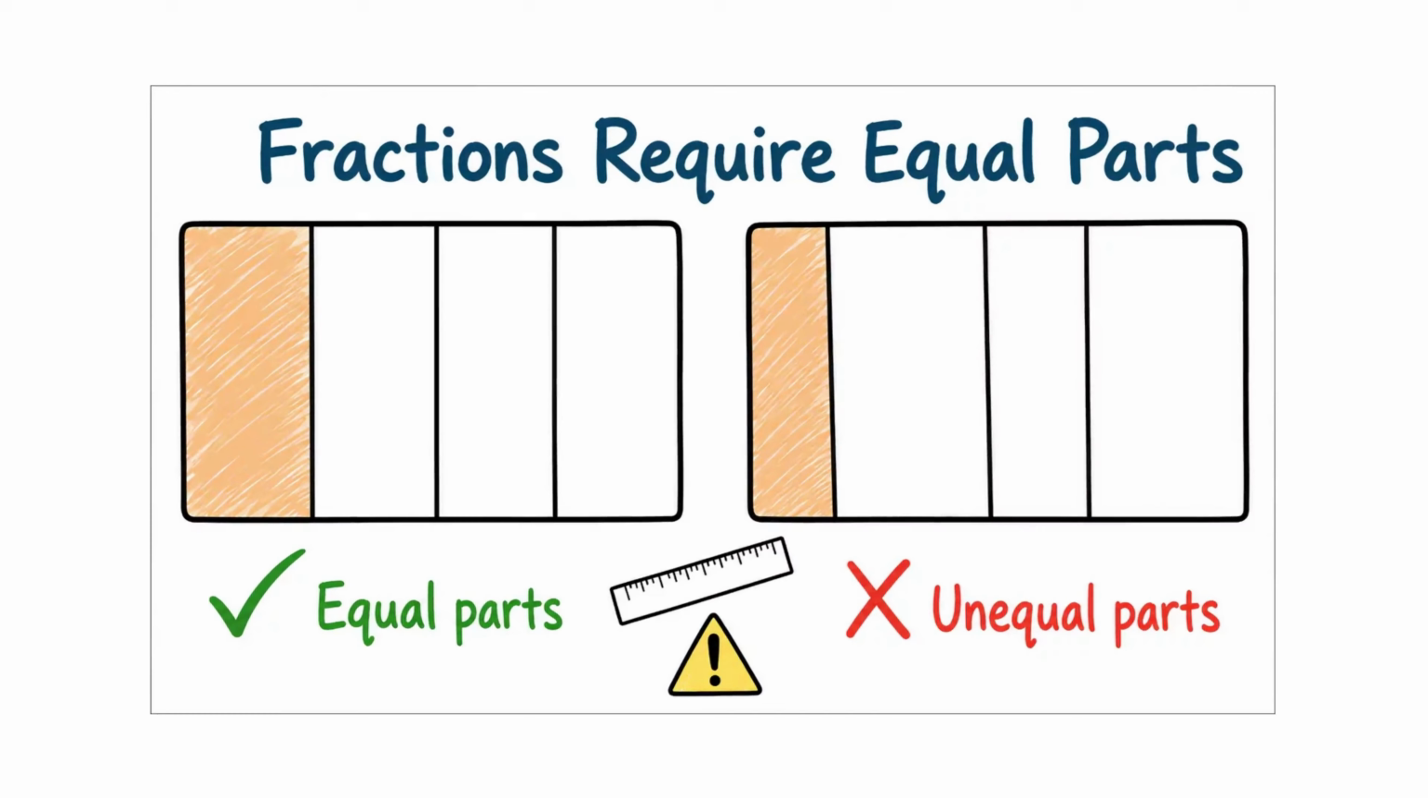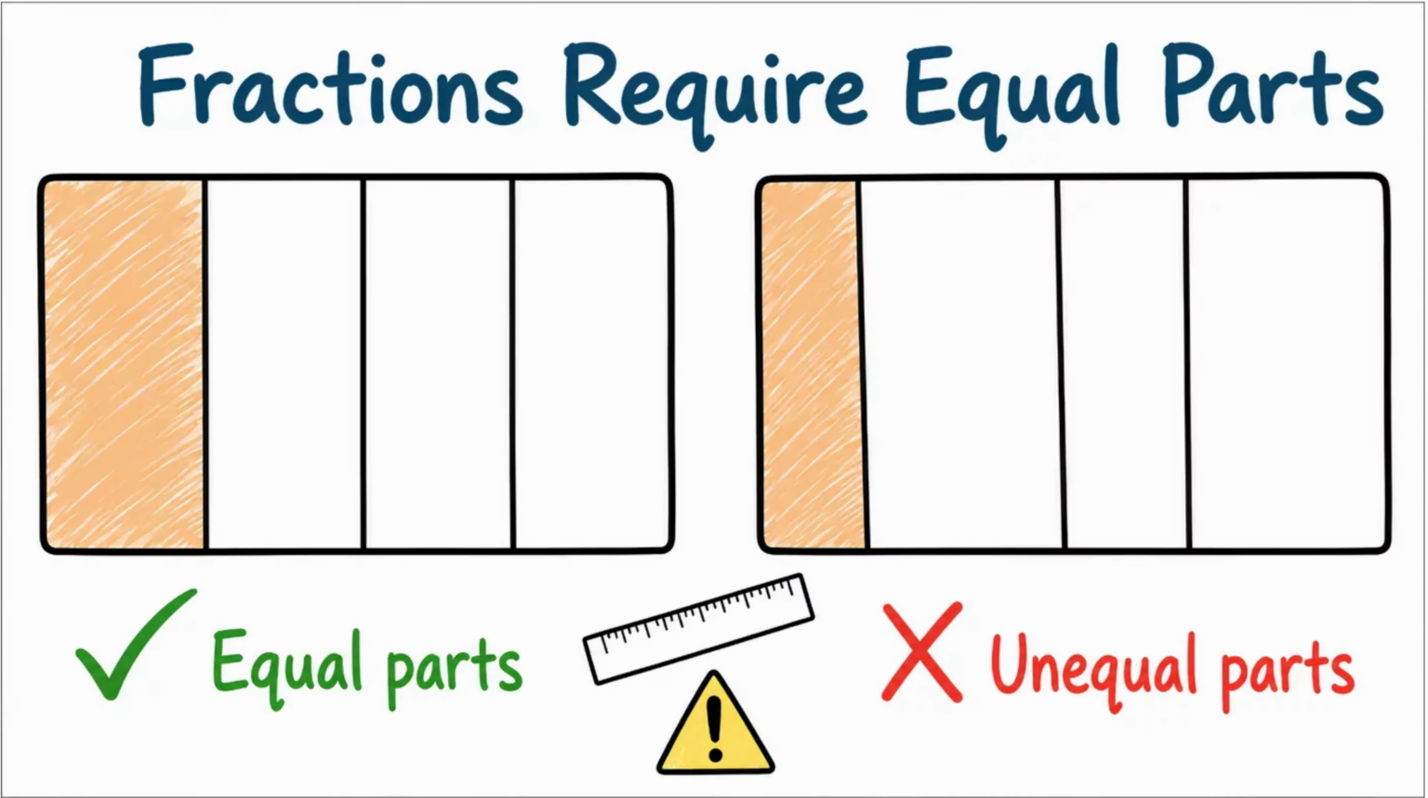Before we move on, let's check something very important. Both rectangles have 4 sections, but only one is a correct fraction model. Why? Because a fraction describes equal parts of a whole. The sections in this rectangle are equal, so each section represents 1/4. The sections in the other rectangle are different sizes. That means we cannot call each section 1/4. When you examine an area model, always ask, are the parts equal?